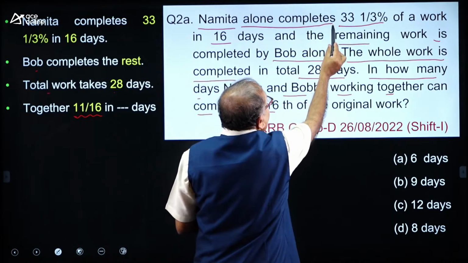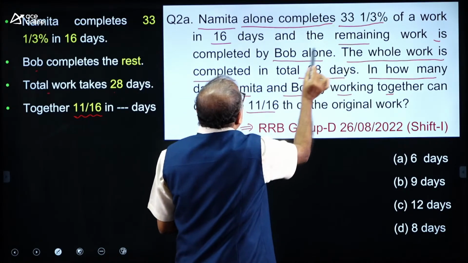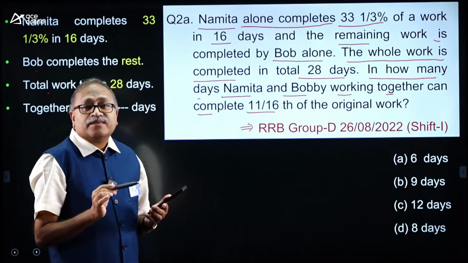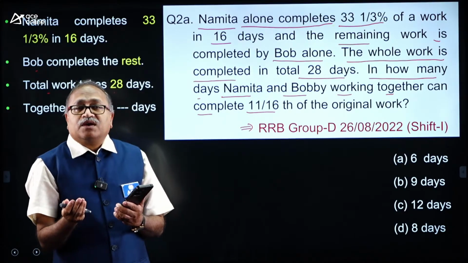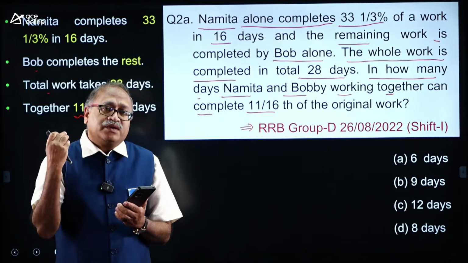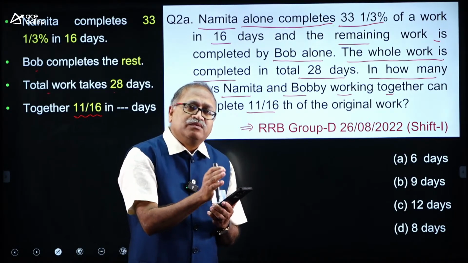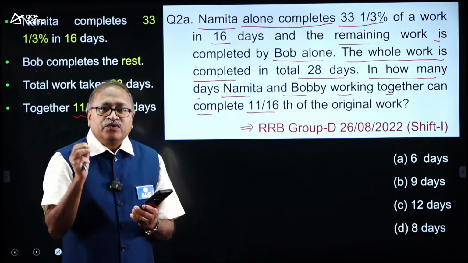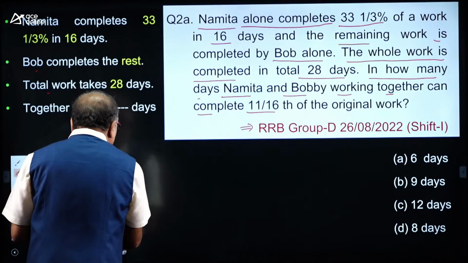Namita alone completes one third of the work in 16 days, and the remaining work was completed by B alone. Come on, my friends. I will just wait for another 4-5 seconds, because in the examination, whatever way my competitor adopts, I want a different approach which will be easy and less time consuming. Okay. Now, see the best way to answer the question. Very few people must be knowing this approach.